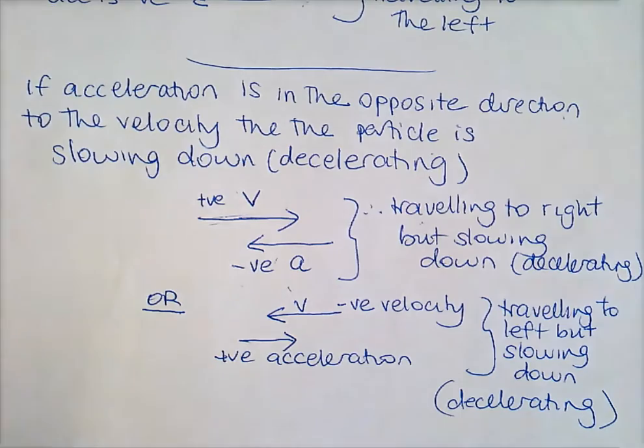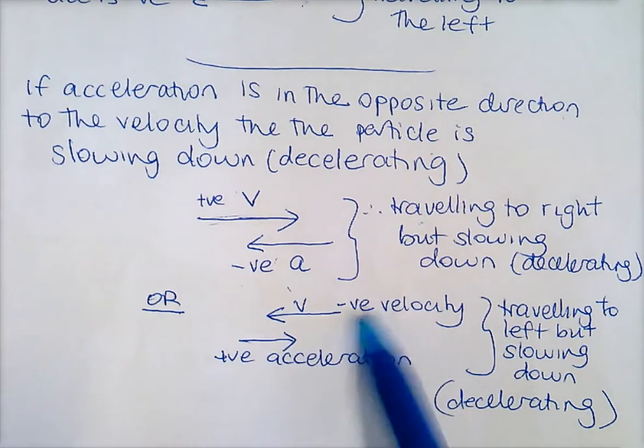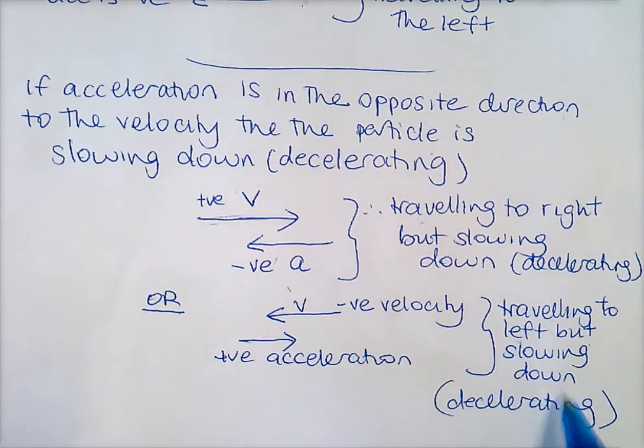Okay, negative acceleration could mean that it's speeding up. If the velocity is to the left and acceleration is to the left, it's speeding up to the left. So this particle is traveling to the left but slowing down.